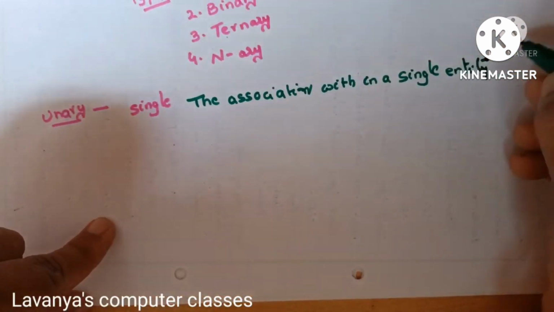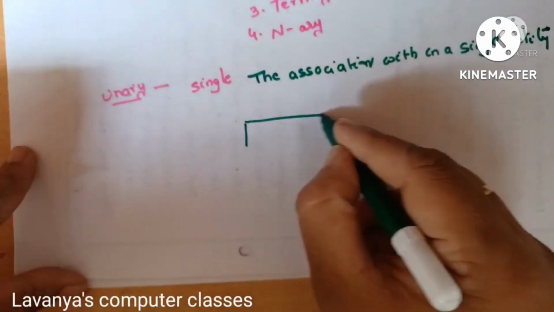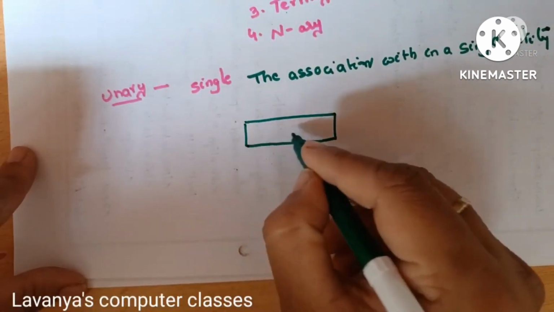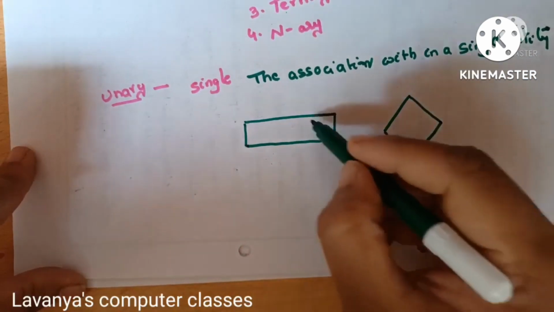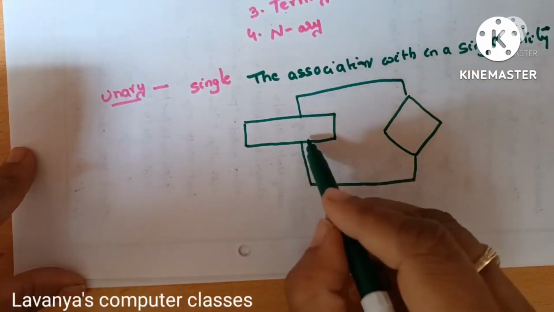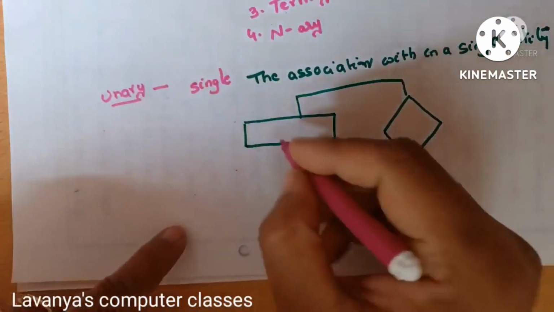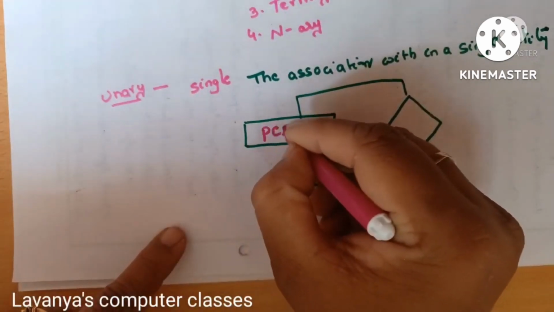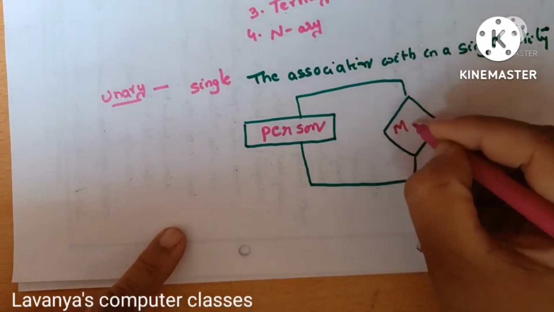Maintaining a relation with only one single entity is known as a unary relationship. Here, this is the entity set. In the previous video, I already explained that the rectangle box is for an entity set and the diamond box, the rhombus, is for a relationship. So here, the relationship is within only one entity set. It is unary.